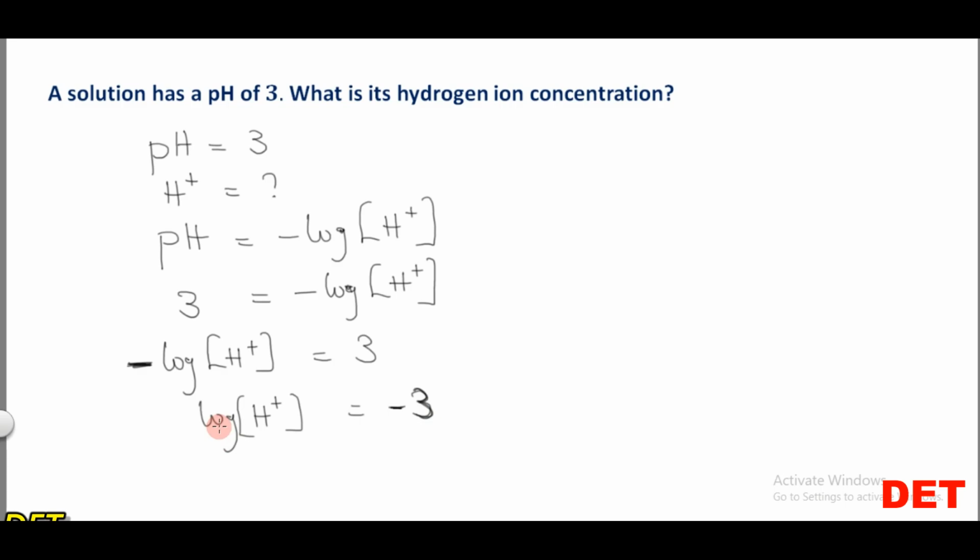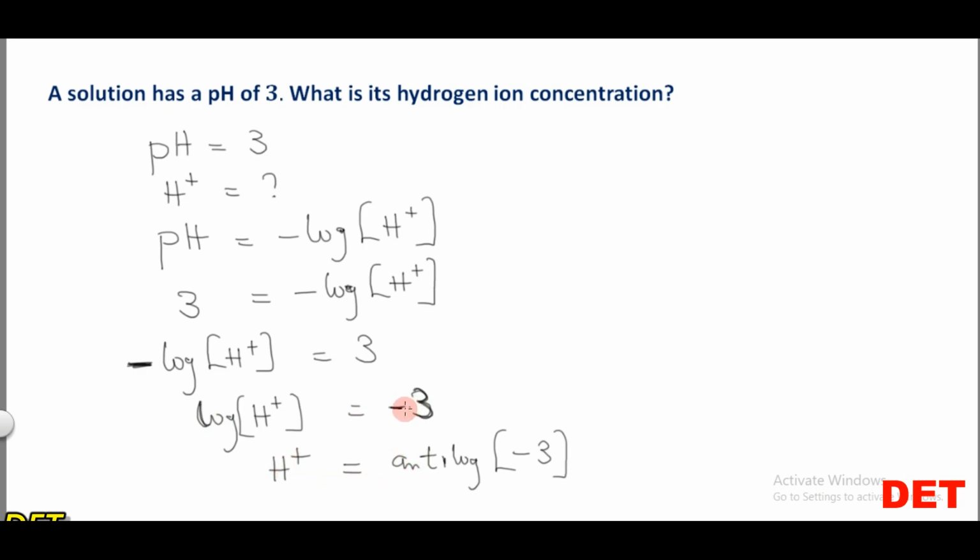So how do I look for the hydrogen ion concentration? The hydrogen ion concentration here will be equal to the antilog of minus 3. In order for me to remove this log, I will have to look for the antilog of both sides of the equation. So the antilog will cancel out this log, and that will make my hydrogen ion concentration stand alone.